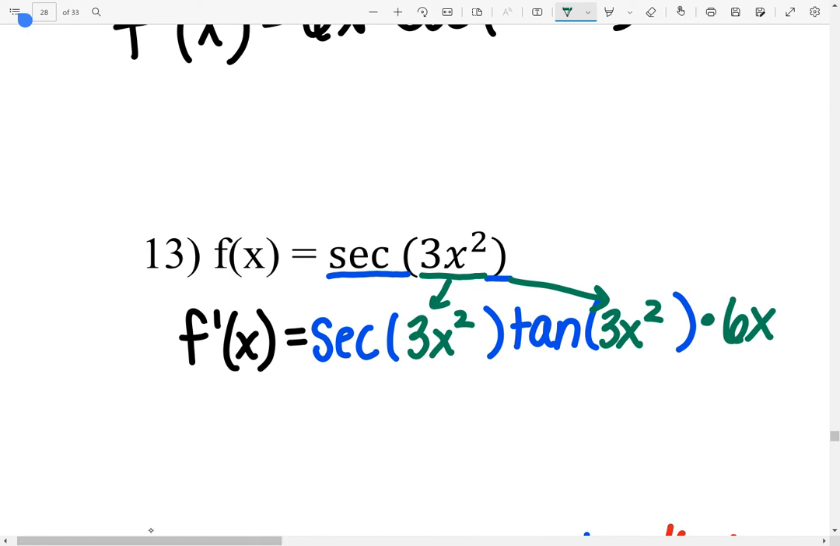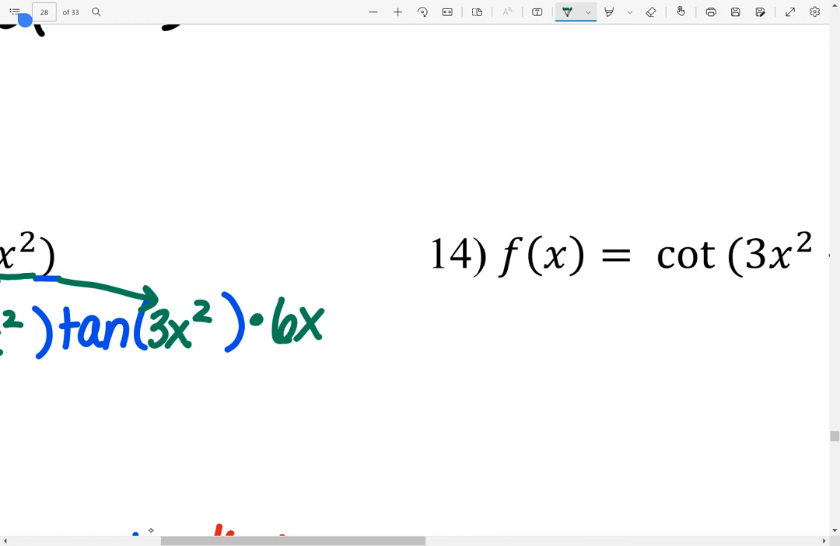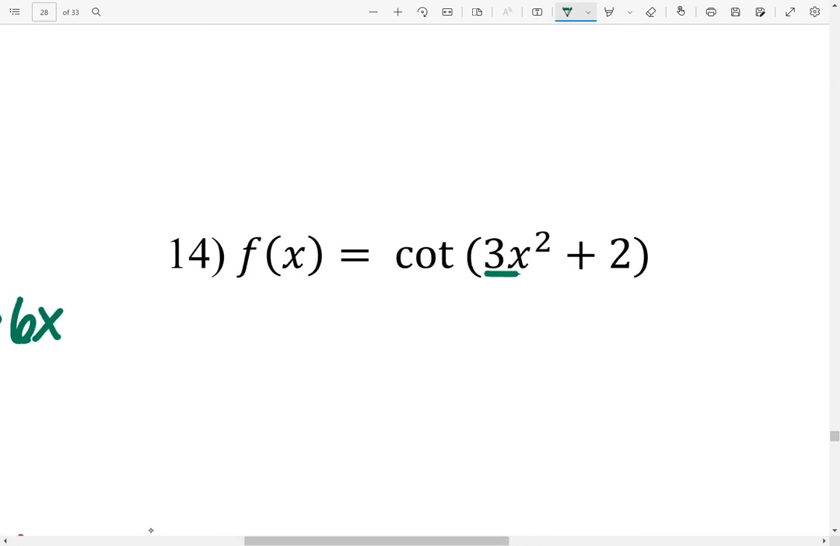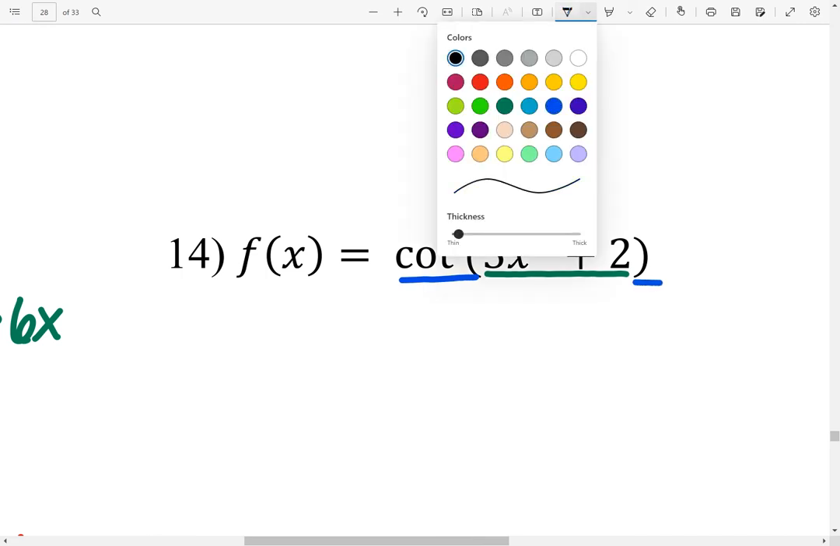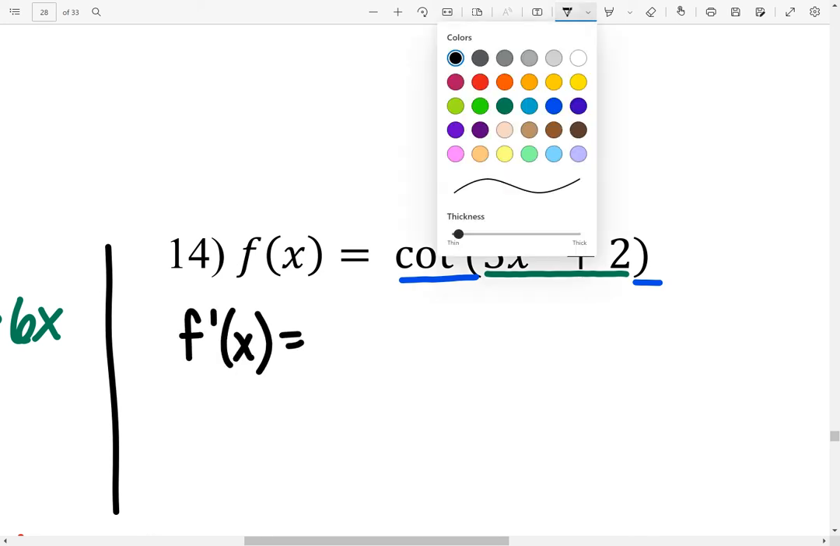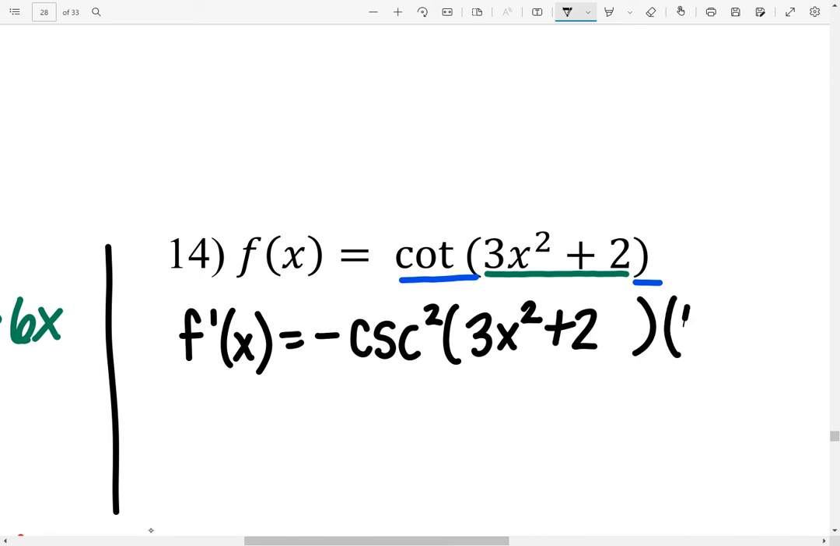Same thing with 14, cotangent of 3x squared plus 2. Hope I'm not making you guys sick. I see that the inside is the 3x squared plus 2. The outside will be the cotangent. So when I find the derivative, the derivative of cotangent is negative cosecant squared of something. So I just copy the 3x squared plus 2 down, and then multiply by the derivative of the 3x squared, 6x.